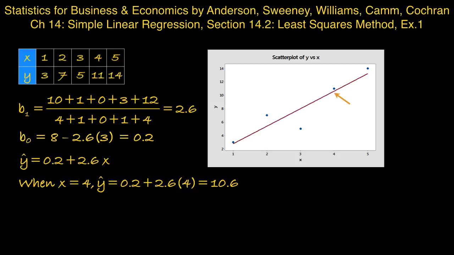We did actually have a data point when x equals 4, and the observed y was 11. But using the model, we would predict that y would be 10.6 when x equals 4.